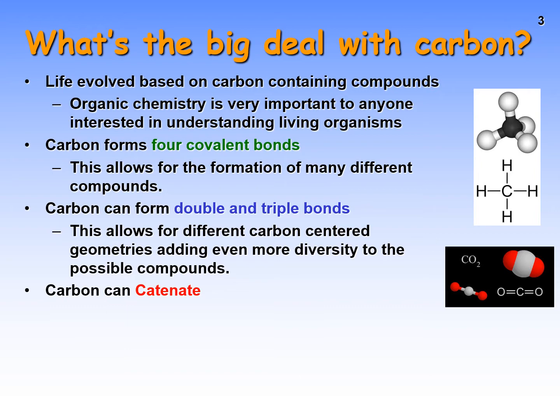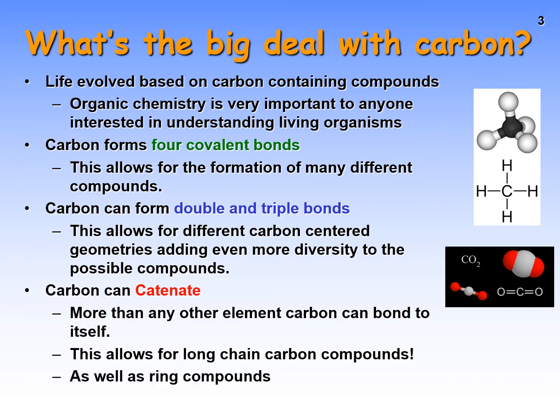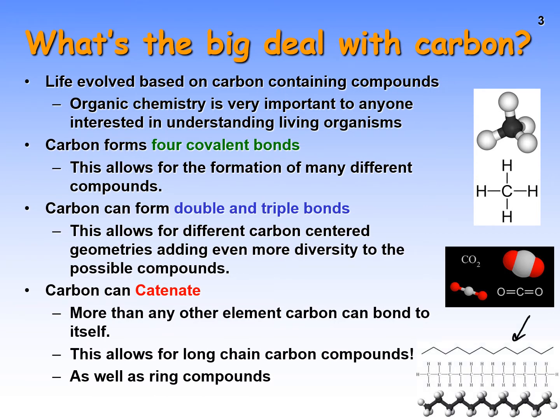Finally, another big deal is that carbon can catenate. And what that means is it, more than any other element, will bond to itself. This allows for the formation of long chains of carbon attached to carbon attached to carbon in compounds, as well as ring systems where carbon bonds to itself so many times that it forms a ring of carbon atoms, like these guys. That's a chain, at least. I've got ring pictures later. So these are some big reasons as to why carbon's so special.